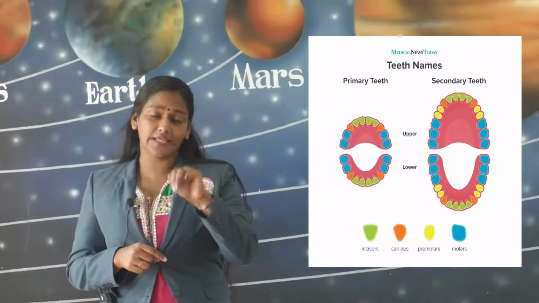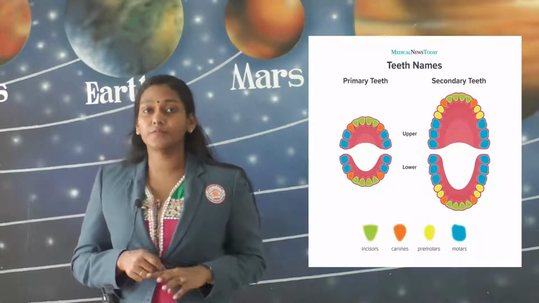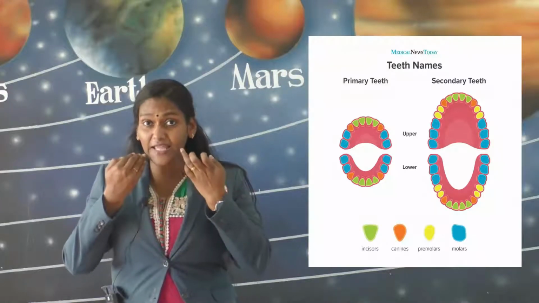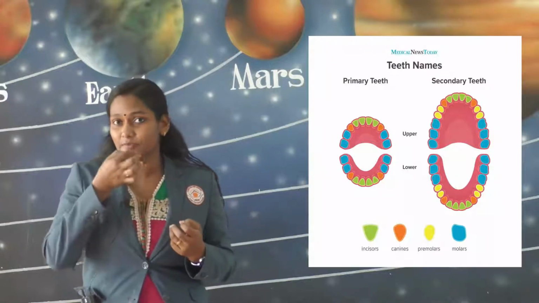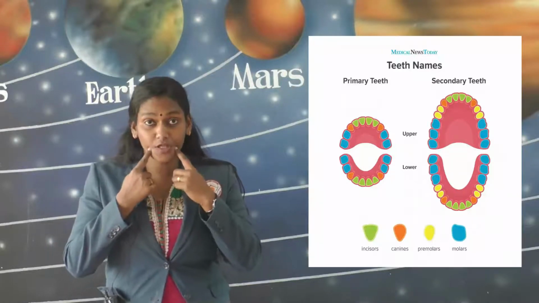Then the third one, premolars. There are 4 premolars just behind the canines. First one is incisors, then comes the canine, then premolars.